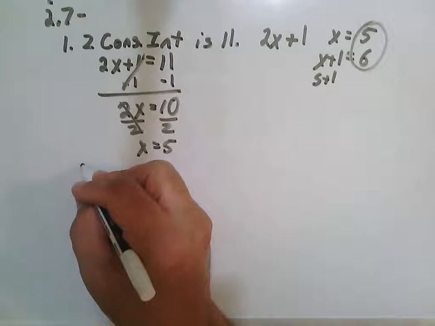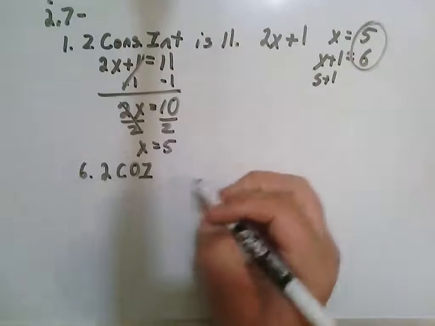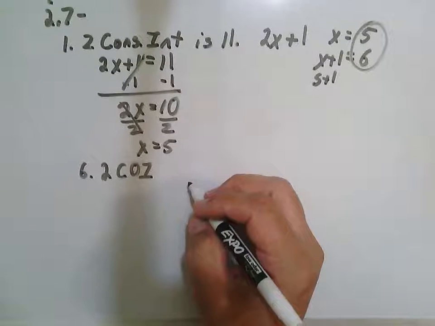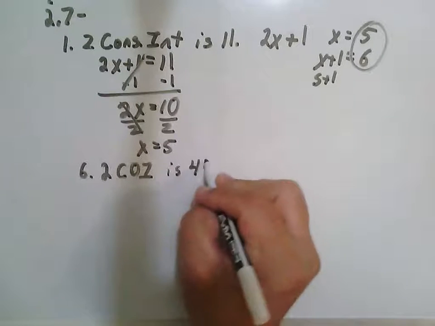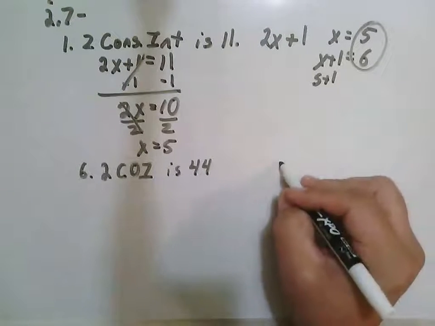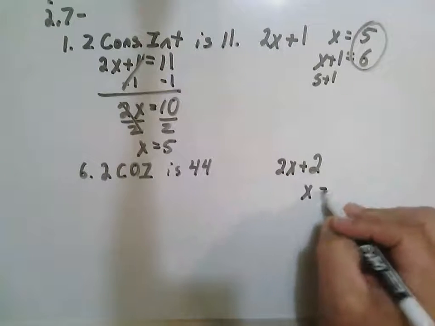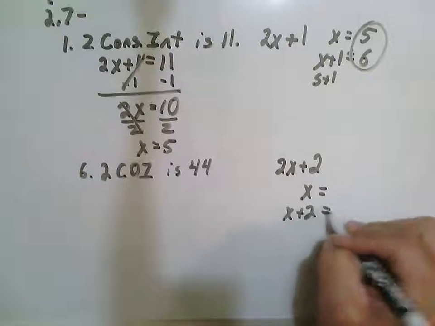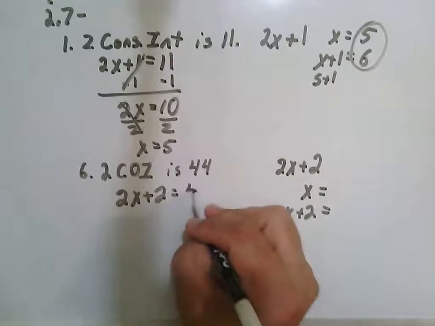So for the next one, number 6, it's 2 consecutive odd integers, and I'm just abbreviating now. Their total comes up to be 44. Once again, for our 2 consecutive, it's going to be 2x plus 2, with one being x and the other one being x plus 2. But the formula is going to be 2x plus 2 is equal to 44.